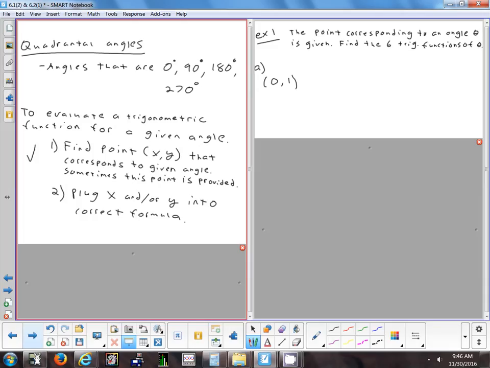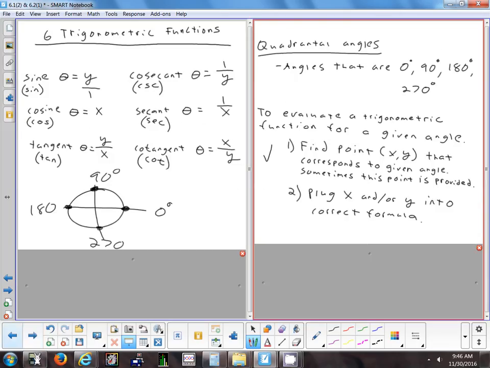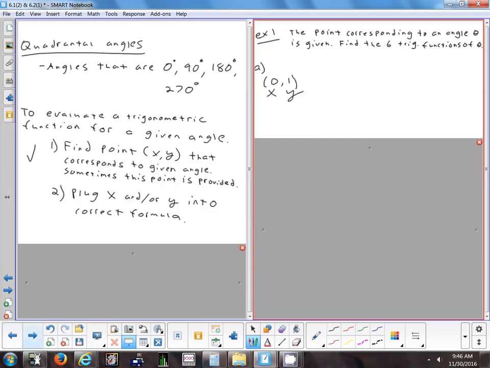Step 2 is to take the x value, take the y value, and just plug those 2 numbers in those 6 formulas. Now, on the test, I wouldn't have a question where I ask you for all 6 in the same problem. I'll do all 6 now, but on the test, I would only ask for 1 out of the 6 we're about to do.